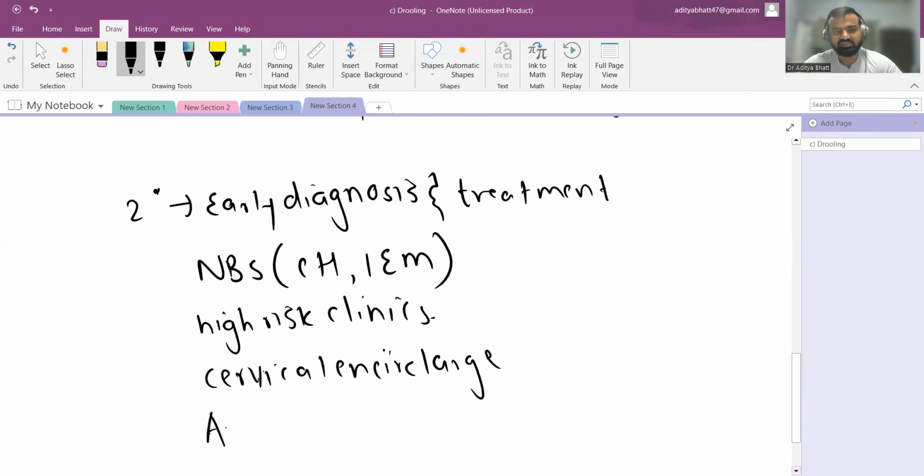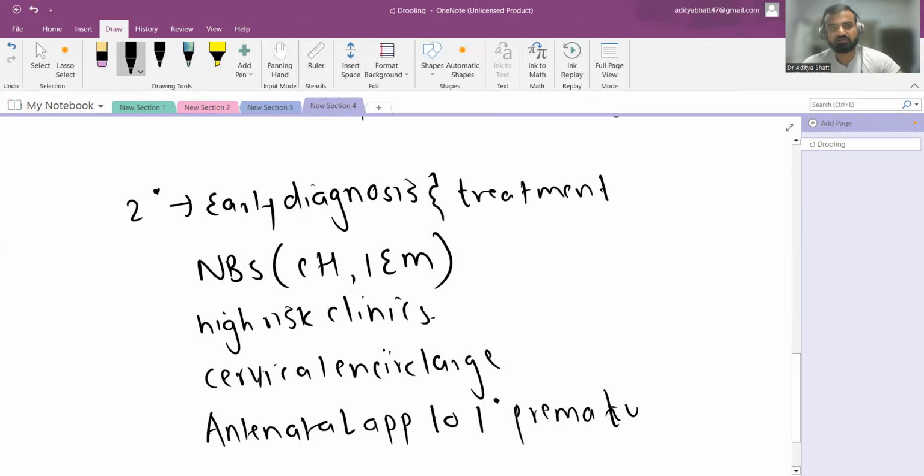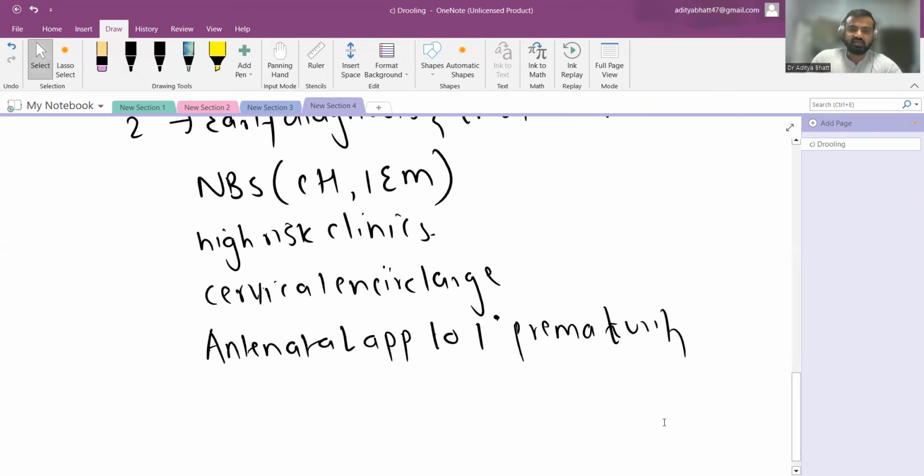And we have made a lecture on the antenatal approach to prevent prematurity. This is what you should write over here. Antenatal approach to prevent prematurity, and even therapeutic hypothermia.